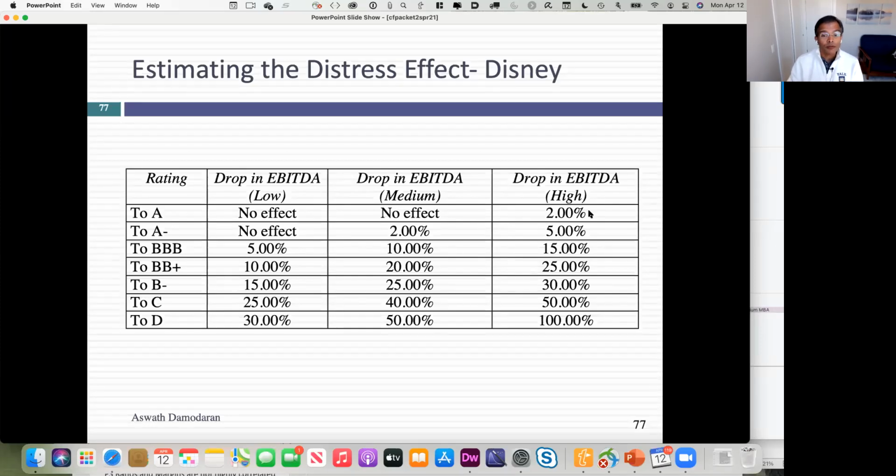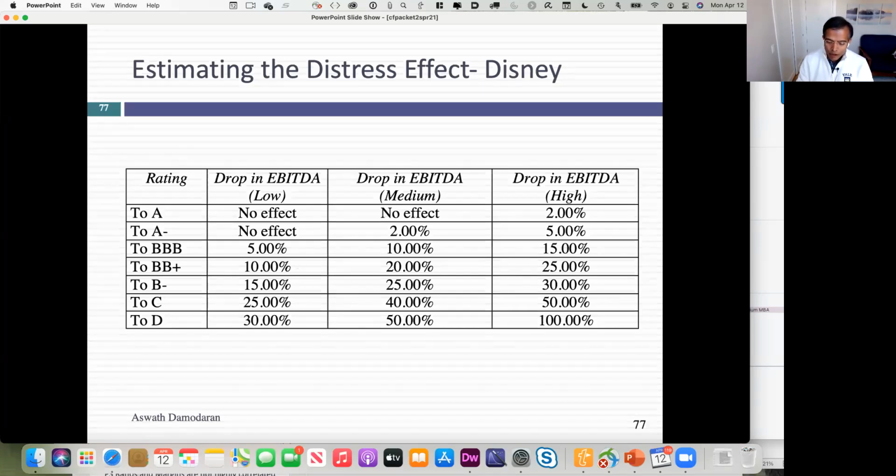I divided them into 3 groups because it looked like in some companies, the effect of a downgrade was much smaller. In these companies with low indirect bankruptcy costs, they could get all the way to BBB. Maybe there's a small drop, but basically this is the drop in EBITDA if they lose their rating. So if they go to BBB, they lose 5%. If they go to BB plus, it's another 10. So each time the rating drops, their operating income drops.